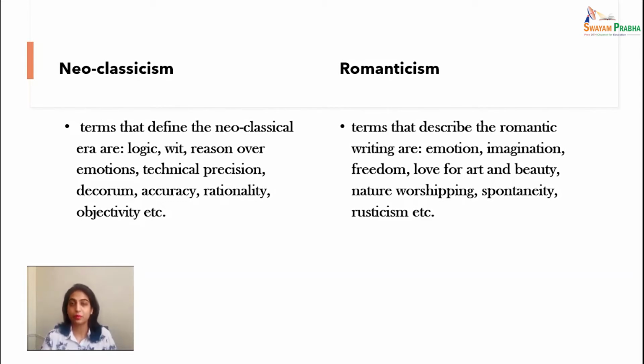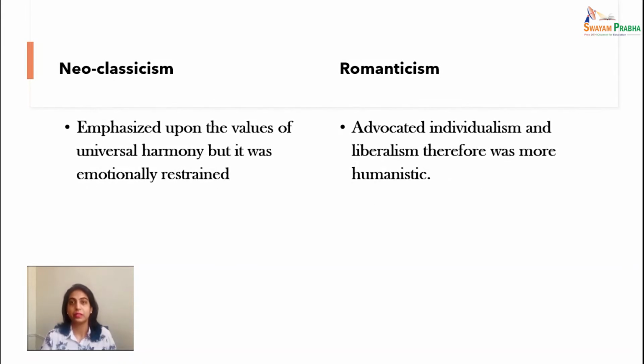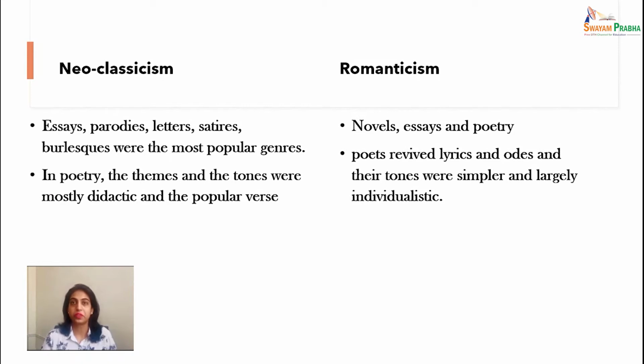whereas Romanticism advocated individualism and liberalism. Therefore, again, it was more humanistic in its approach. So the major genres of the neoclassical era were essays, parodies, letters, satires, and burlesque, which were most popular during those times. In poetry, the themes and the tones were mostly didactic and the popular verse form was the heroic couplet, as discussed earlier.